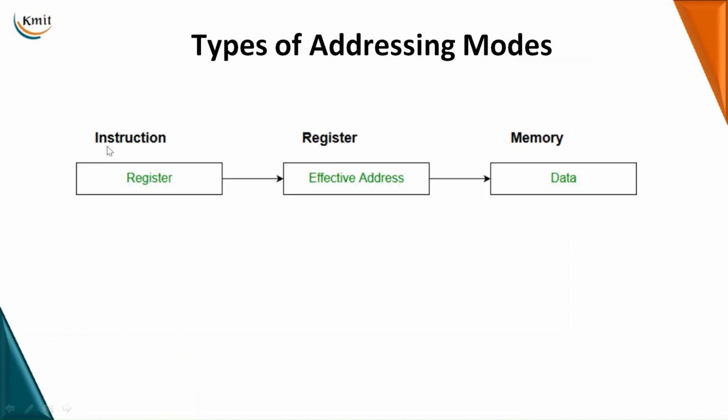Here the instruction contains a register, and if you access that register, you will have an effective address. Through the effective address, you can access the memory in order to get the actual operand or data. So this is the register indirect addressing mode.